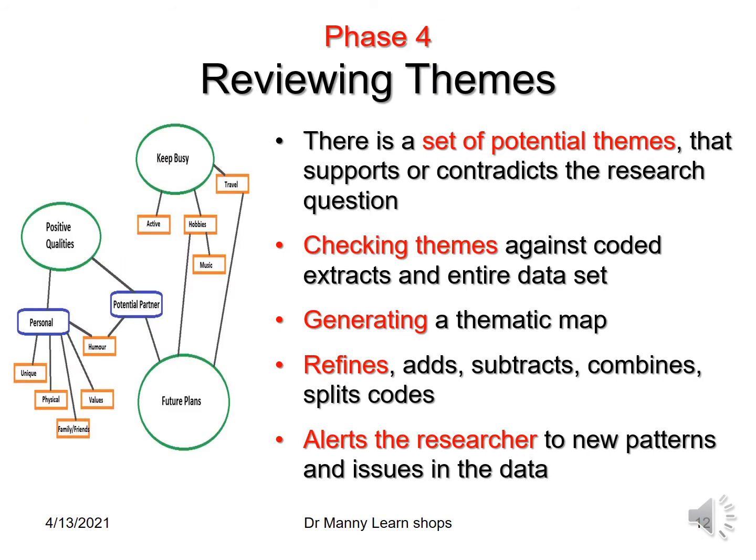Phase 4, you go back, you review the themes. And there should be, at this stage, a set of potential themes that support or contraindicate or contradict the research question. You check the themes against the coded extracts and the entire data set that you've got already. And this generates a thematic map which allows you to refine, again, add, subtract, combine and split codes. And it alerts you as the researcher to new patterns and issues in the data.